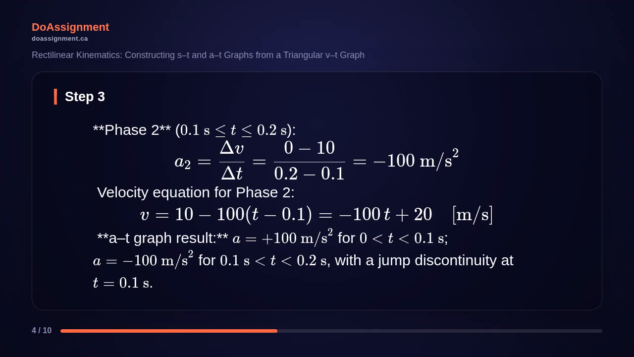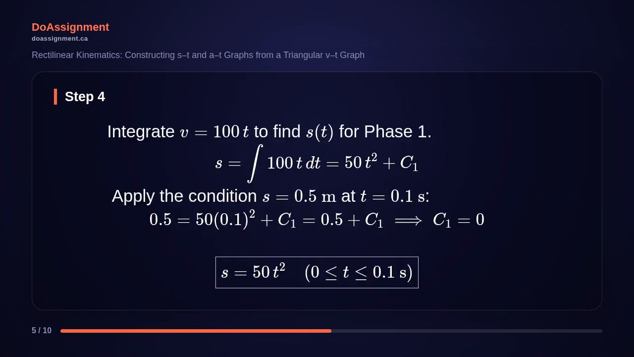For phase 2, the slope is 0 minus 10 divided by 0.2 minus 0.1, which equals negative 100 meters per second squared. The velocity in this phase is negative 100t plus 20. The acceleration time graph therefore shows a constant positive 100 in the first half and a constant negative 100 in the second half, with a sharp jump at the midpoint.